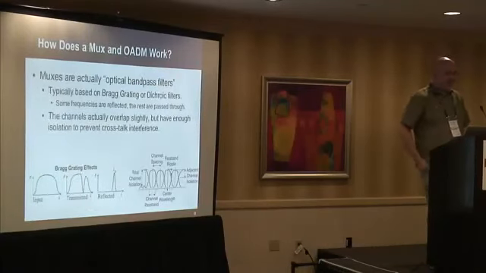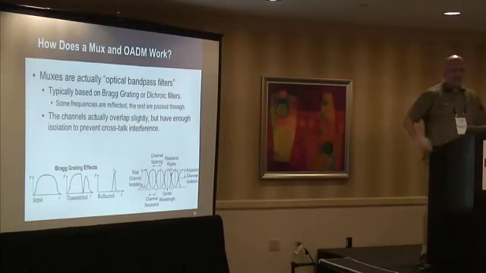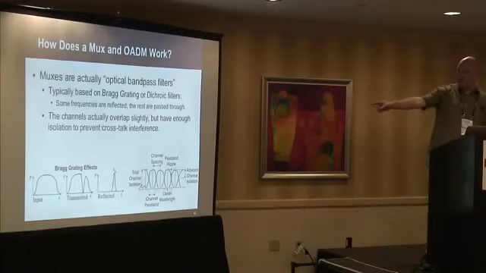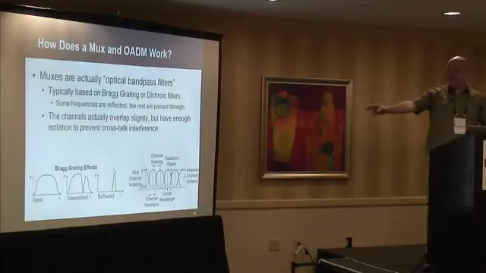So how does a MUX and an OADM actually work? You have what's called an optical bandpass filter. There are different types of filters, but what happens is there will be a filter that reflects a certain frequency and passes another frequency. So you send the signal to a Bragg grating filter, and it's going to pass through most of it and reflect back another part of it.